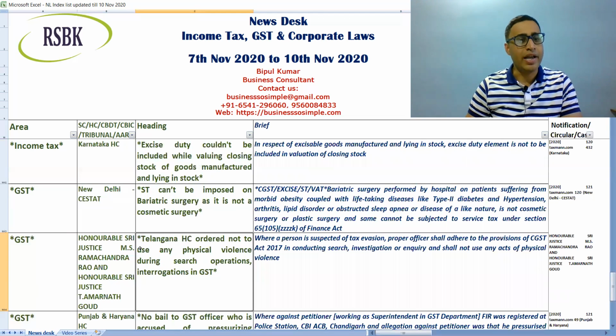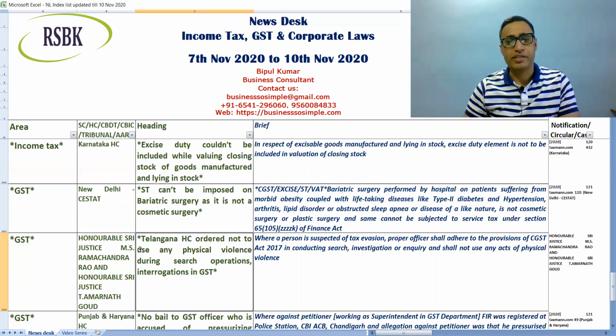Next case, Karnataka High Court. Excise duty couldn't be included while valuing the closing stock of goods manufactured and lying in stock. In respect of excisable goods manufactured and lying in stock, the excise duty element is not to be included in the valuation of the closing stock.